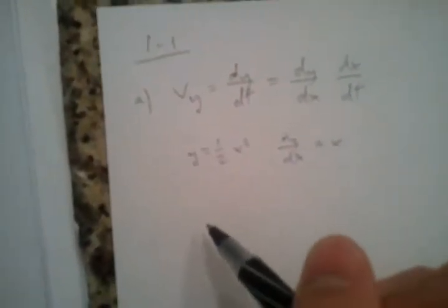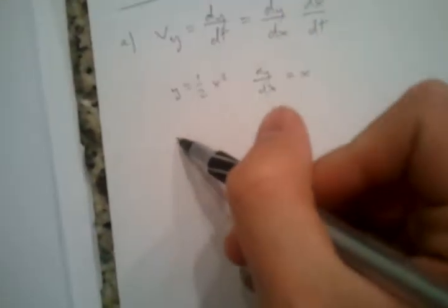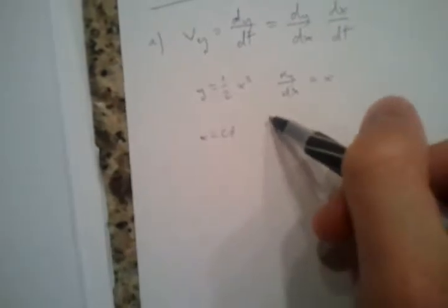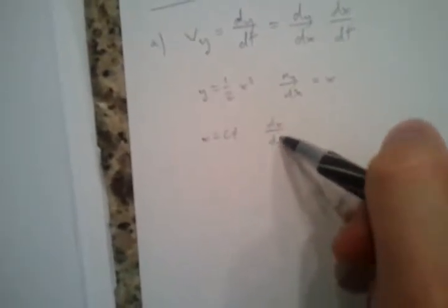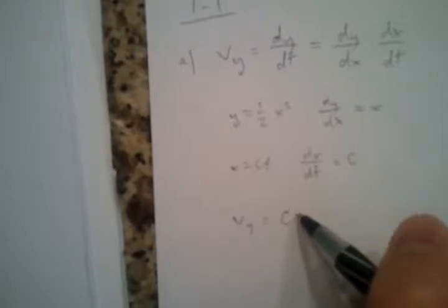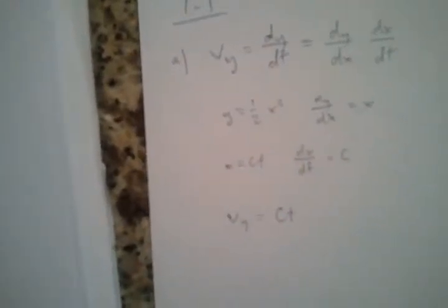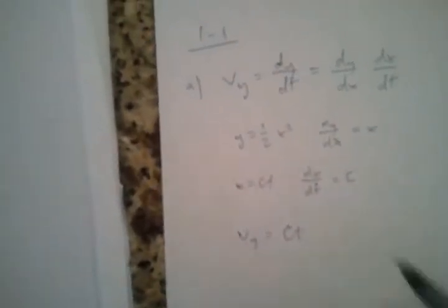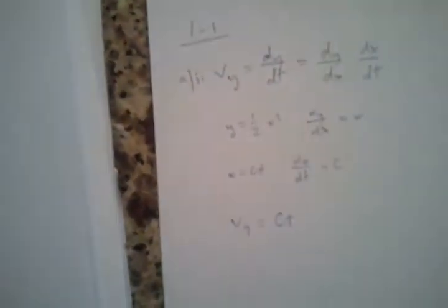So, in order to get dx over dt, you go back to the initial problem and you see that x equals ct. So, x equals ct, dx over dt would just be c. So when you multiply those together, you get Vy is equal to ct. There you go. That is part 2.